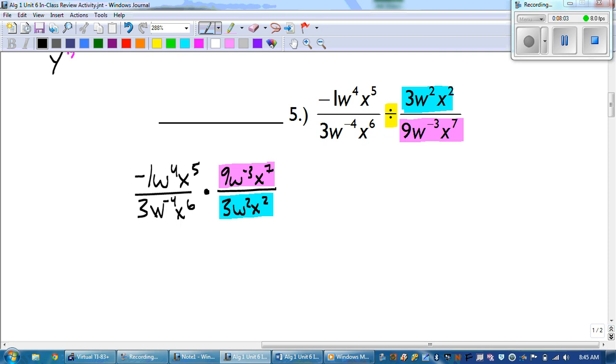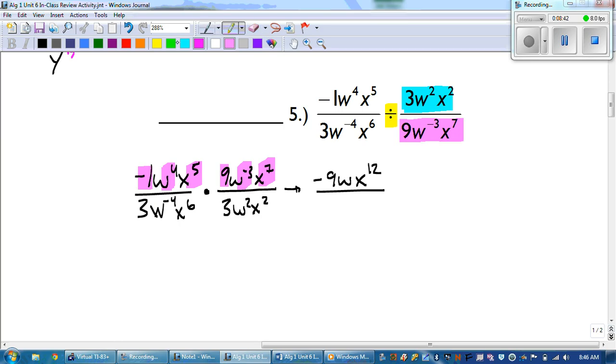Okay, so now that we've done that, we're going to do the same thing as we did in the first step of the other problem, where we combine going across. So going across, -1 times 9 is -9. I have w to the 4th. So hold on. That was the first thing we did. So now we're doing w to the 4th and w to the -3rd, which gives us a w. And then x to the 5th plus x to the 7th gives us x to the 12th.